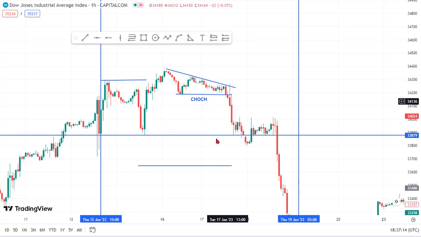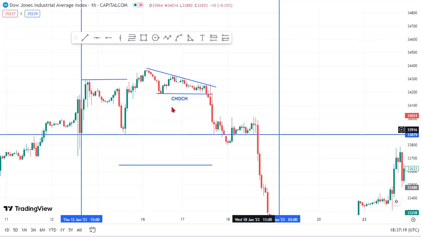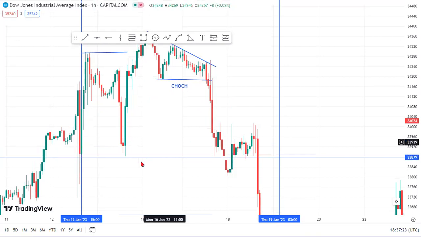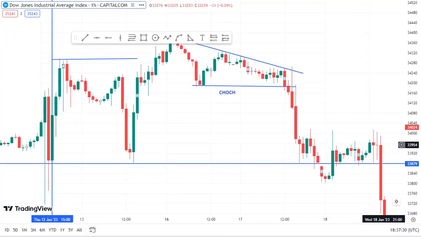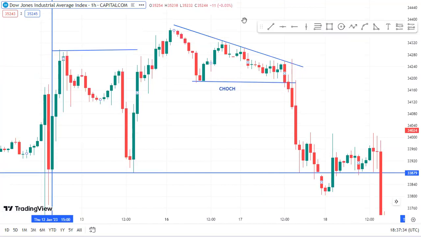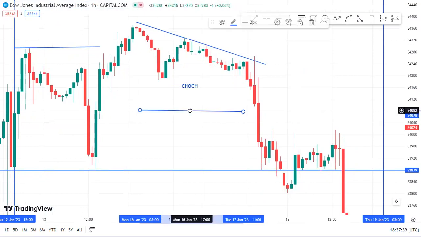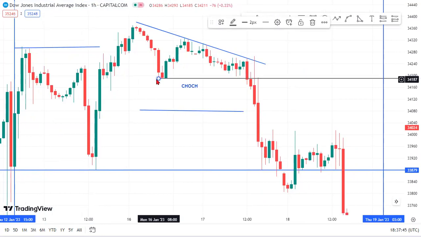So what do you do when you get to this? You mark the candle that broke your low. Let's zoom in so you can see clearly, guys. So you mark the candle that broke your low. Which candle broke the low?